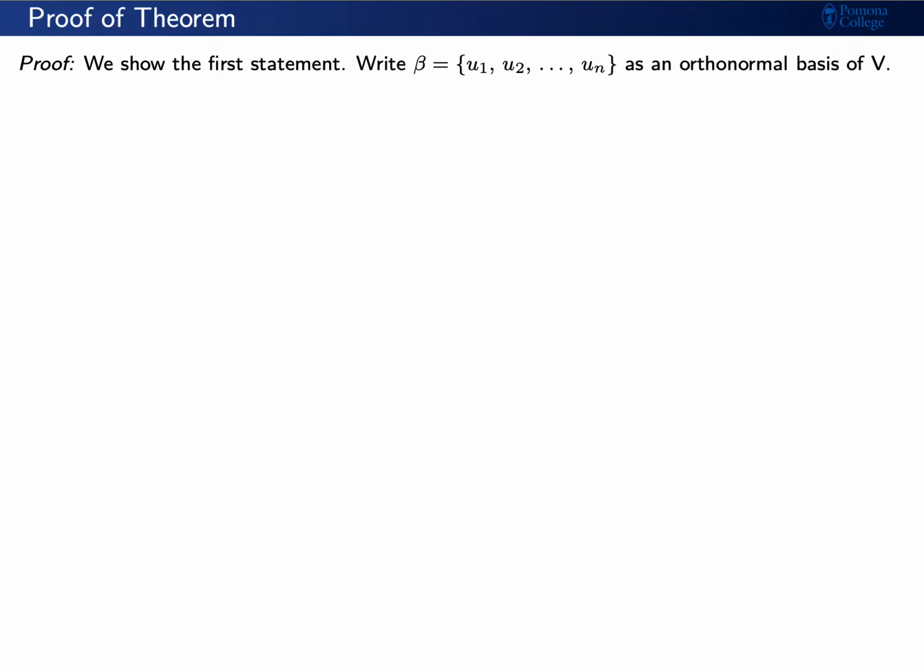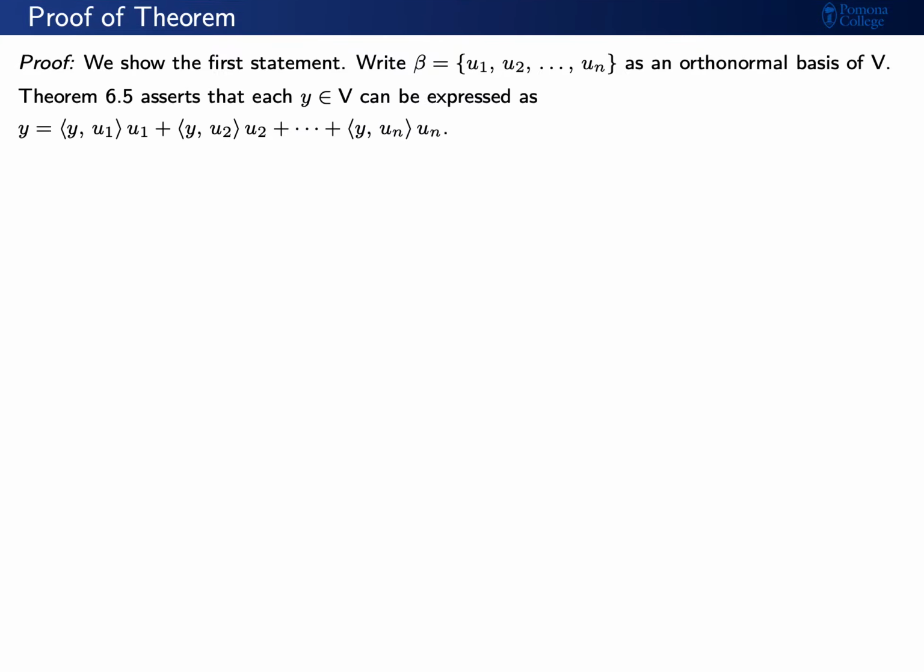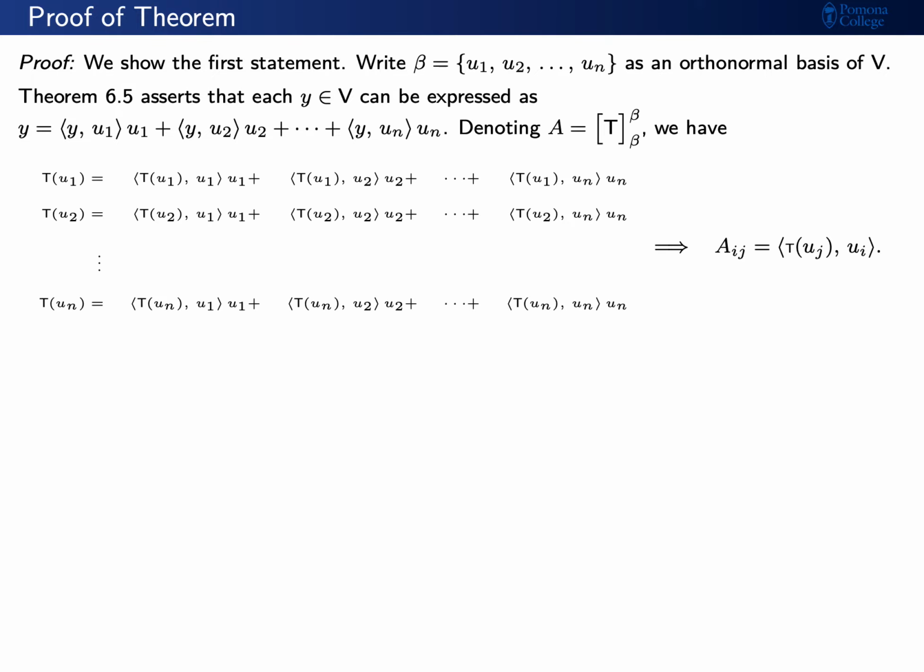We'd like to prove the first statement, so let's say that beta is an orthonormal basis for V. We can express any vector y as a linear combination of elements from this basis, but the point is that since we have an orthonormal basis, we actually know a lot about these scalars corresponding to the linear transformation. Let's denote capital A as the matrix representation of T with respect to this basis beta. From the way that we've defined things, we can express now the image under T of all of the elements in the basis as a linear combination of elements from this same basis.